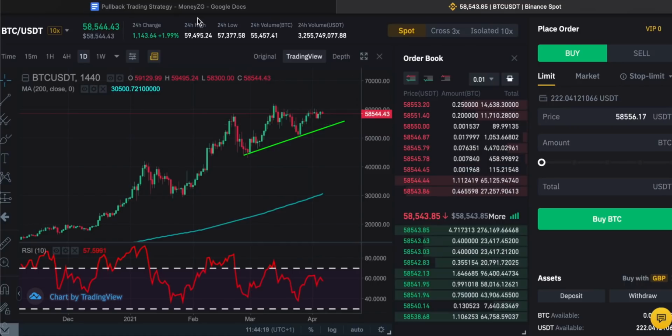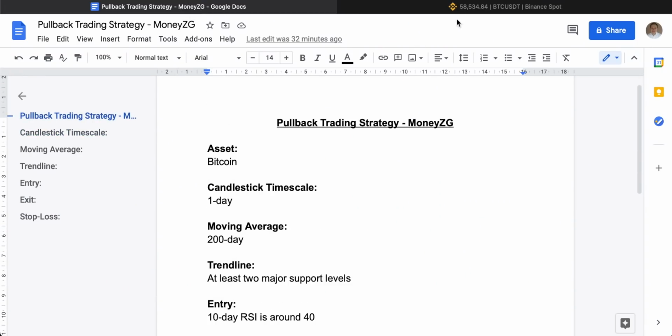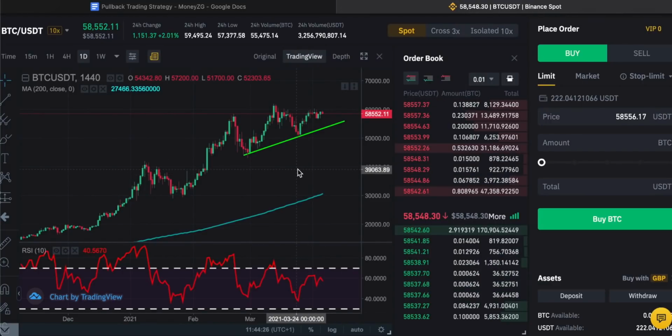So that is the strategy overall, as you can see here. And now we're going to see how this actually works on the chart. So we're going to go through with some sample trades.